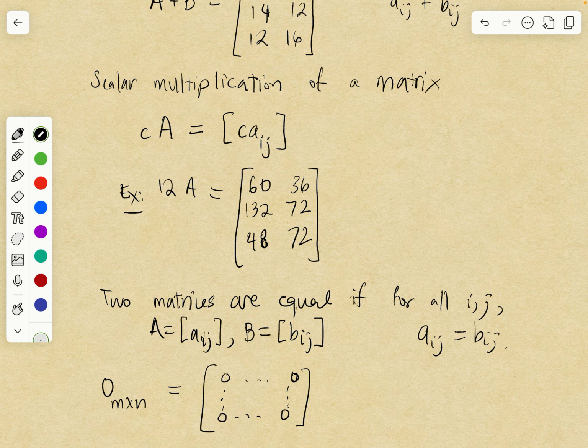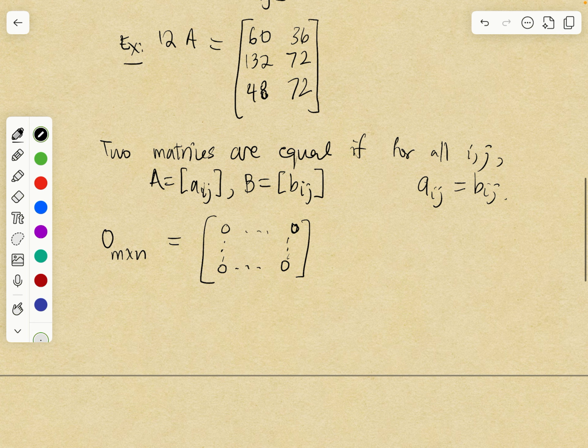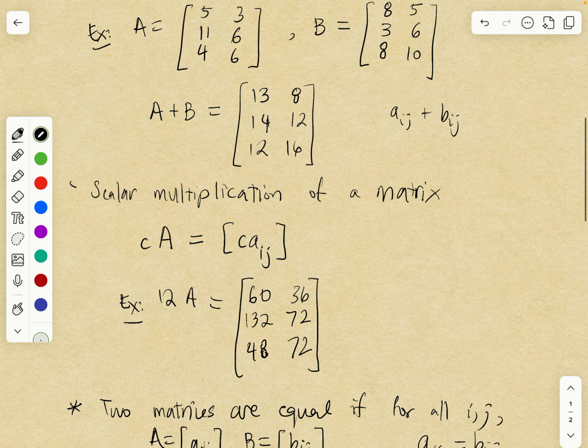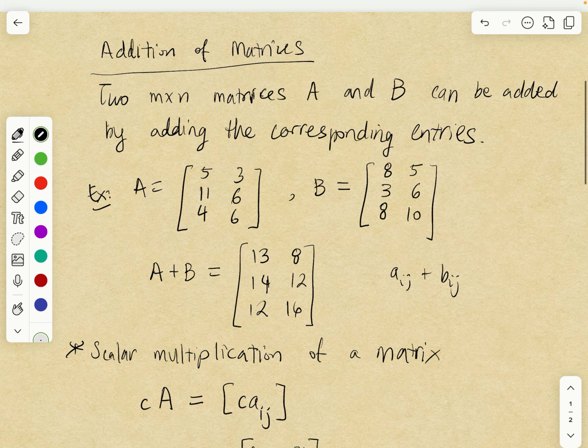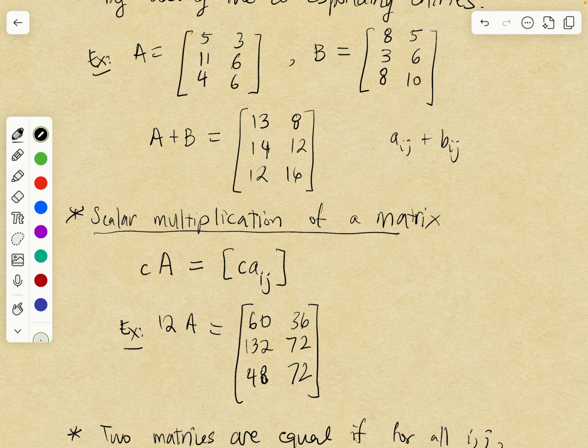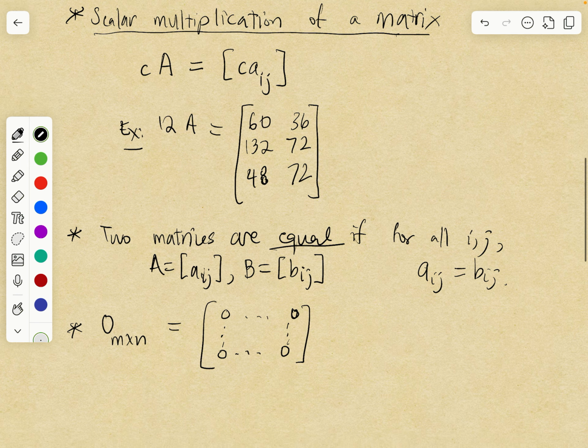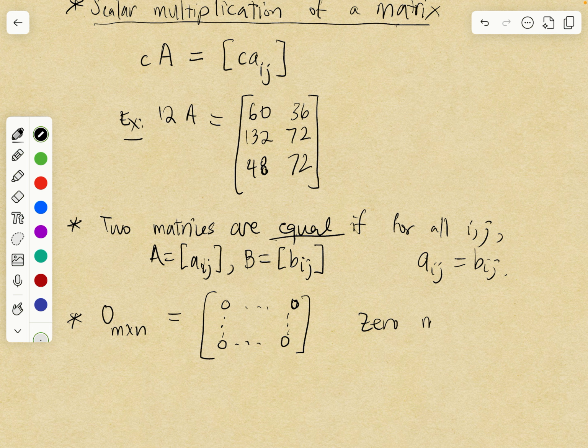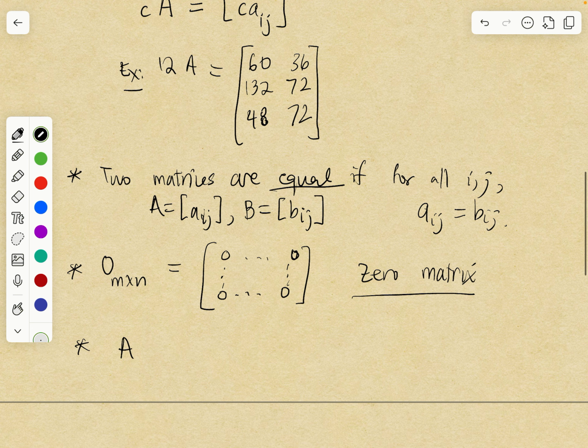Also, using scalar multiplication of a matrix, you can define subtraction of a matrix. Let me just indicate the different things going on: scalar multiplication, two matrices are equal, the 0 matrix. And then, of course, you just define A minus B to be the matrix that you get when you do A sub ij minus B sub ij.